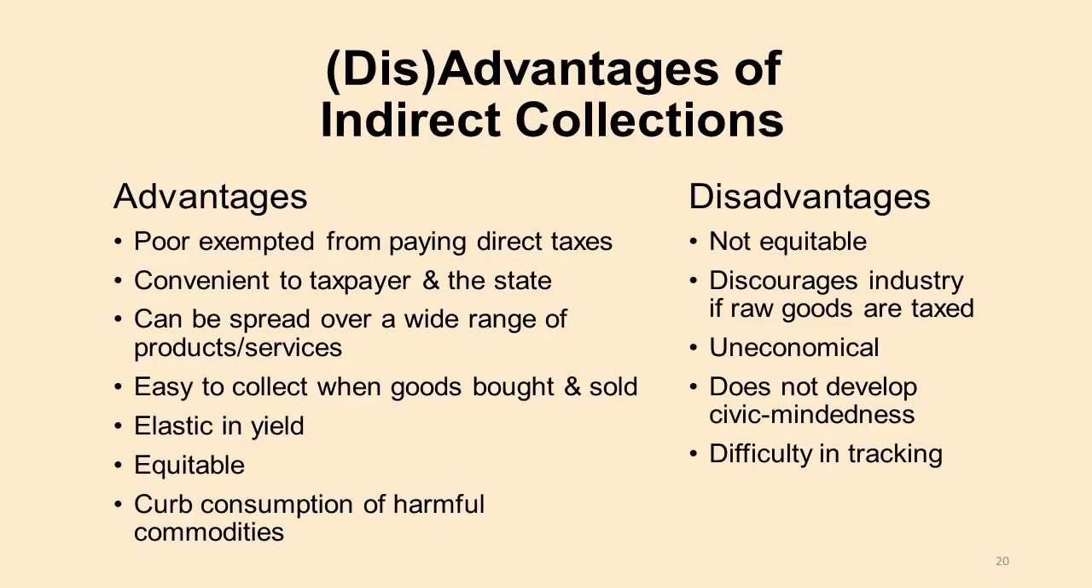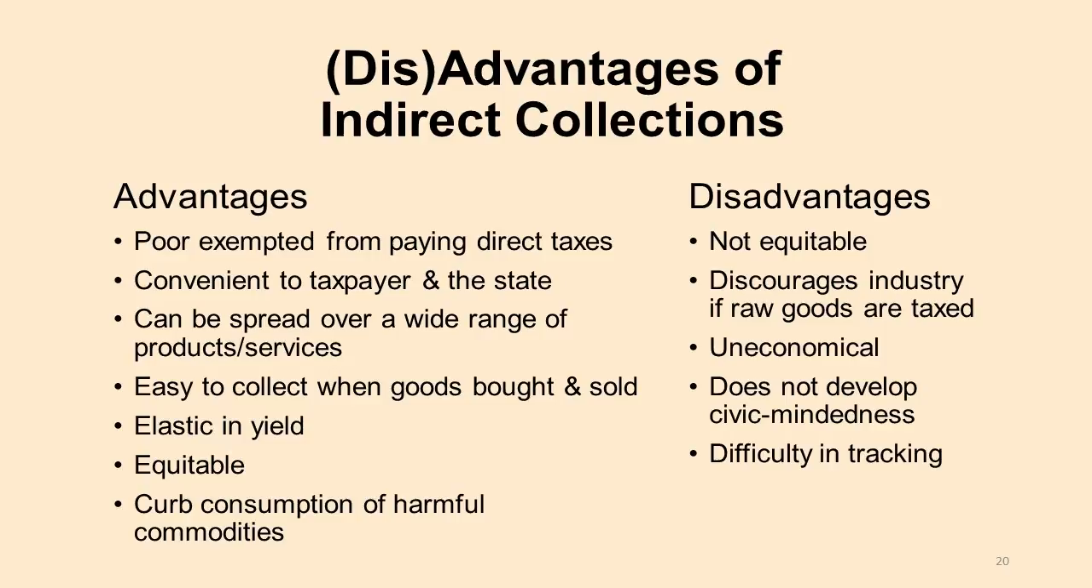But what are the problems of indirect collections? Well, people could say that it's not equitable because everybody needs to buy food. Everybody needs to buy gasoline for their car or ride a bus which uses gasoline. And the rich people can afford it easily and the poor people cannot. So maybe it's not equitable.